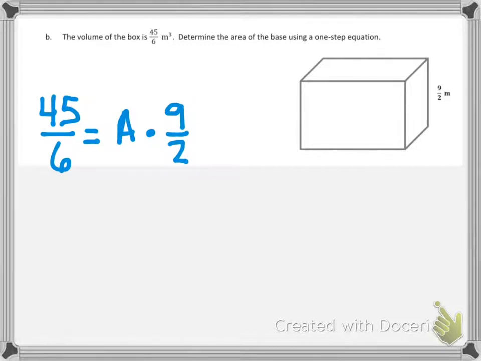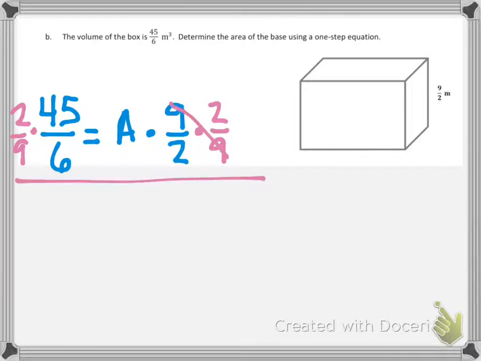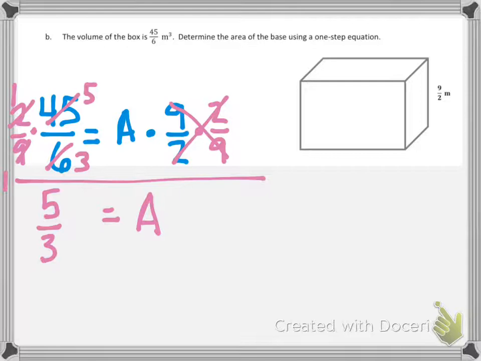And then I'm going to multiply by reciprocal, both sides. Remember, whatever you do to one side, you have to do the other side. That's from our algebra work. The 9's cancel, the 2's cancel. I get A, the area of the base, equals, let's see if we can simplify. 9 goes into 9 once, 9 goes into 45 5 times, 2 goes into 2 once, 2 goes into 6 3 times. So we get 5/3, and this is an area, so it's meters squared. 5/3 meters squared is the area of the base. That's part B.